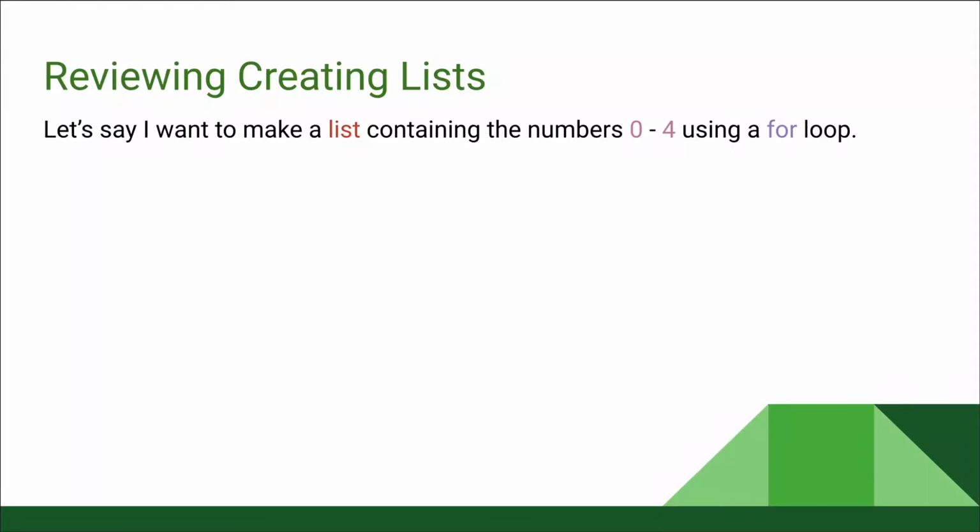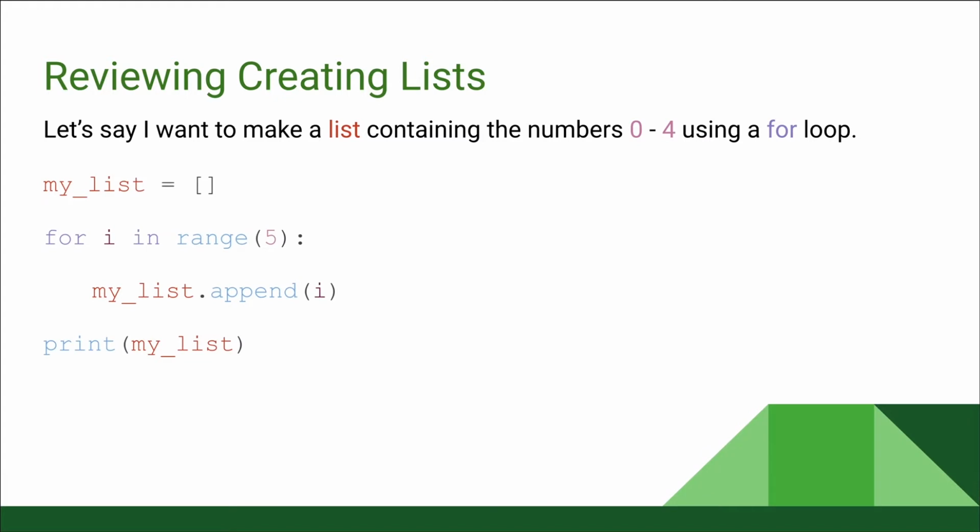So before we talk about this new way to create lists, let's review how to do it in the first place. Let's say I want to make a list that stores the numbers 0 through 4, and I want to use a for loop. I could say my list is an empty list, and then for each i in my range 5, that's going to give me 0, 1, 2, 3, and 4. I'm going to append that value i to my list. So for each of those values, add it to the list. And then we can print our list.